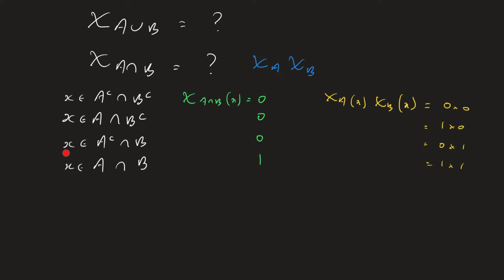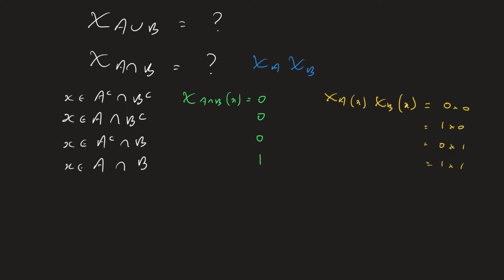If we pick any x, there are only 4 cases. Either x does not lie in A and does not lie in B, or it lies in A and not B, or it lies in B but not A, or it lies in both A and B. For each of these 4 cases, we can evaluate the characteristic function of A intersect B, which will be 0 except when x is in both A and B. And then we can do the same for the characteristic function of A times the characteristic function of B.